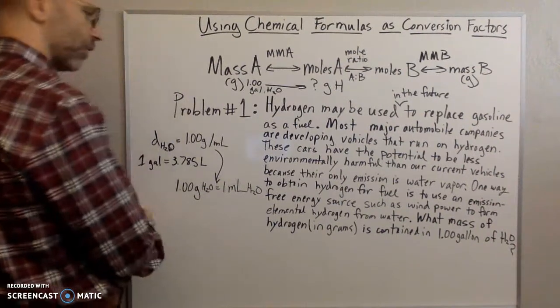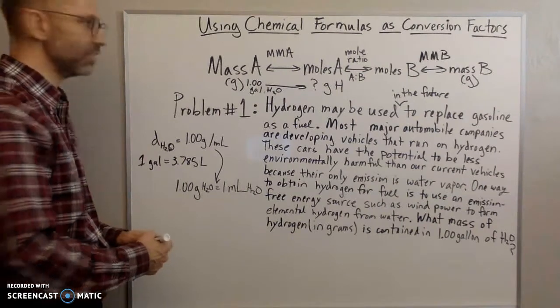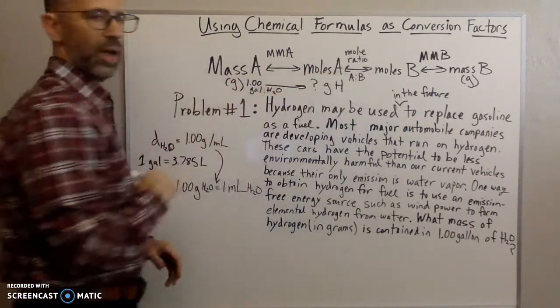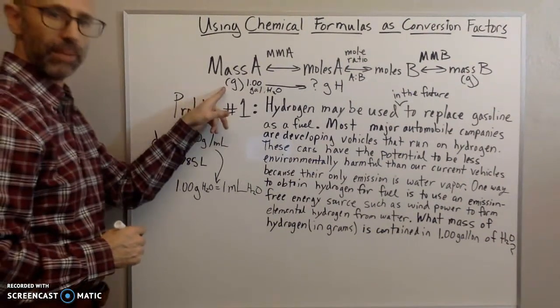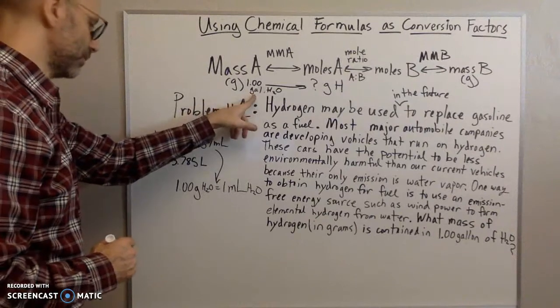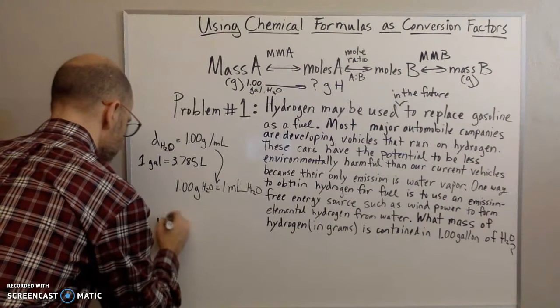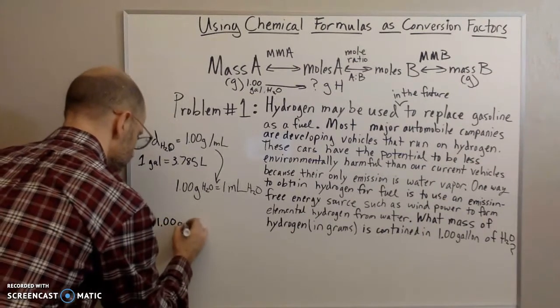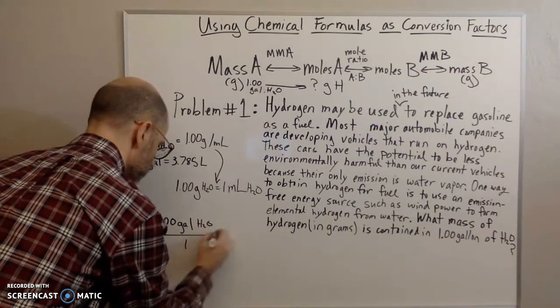So I'm going to start over here. It's going to take several different conversions, and we're going to use our roadmap, okay? But we need grams to get on the roadmap, but they gave us gallons. So we're going to start with gallons. So we have 1.00 gallons of water over 1.